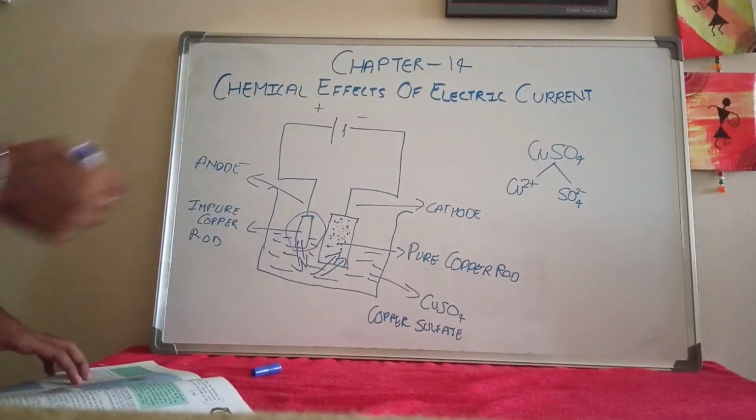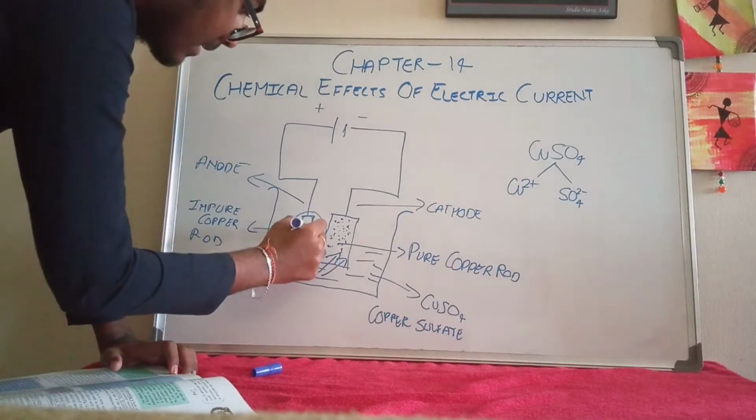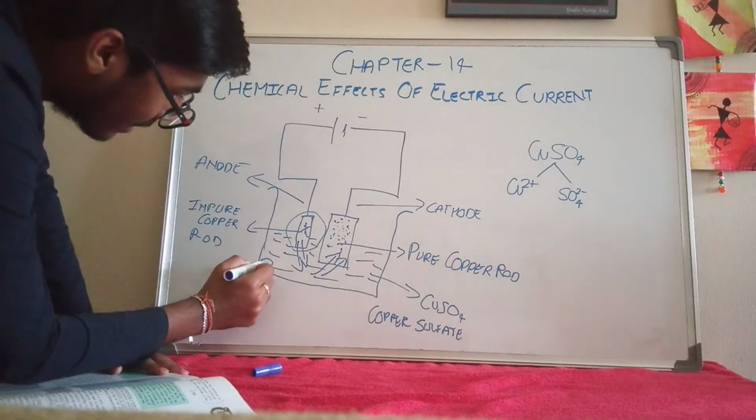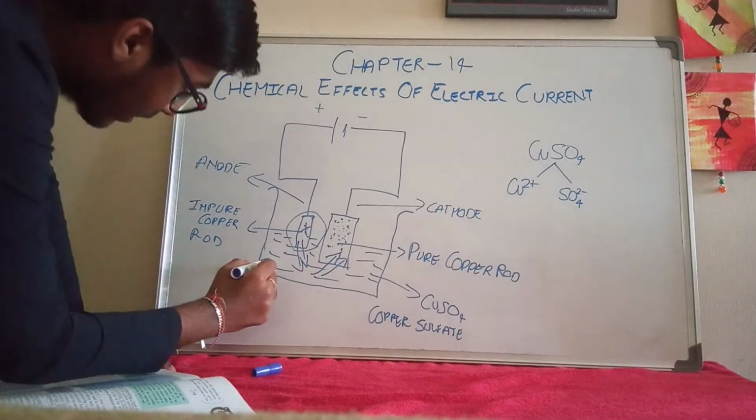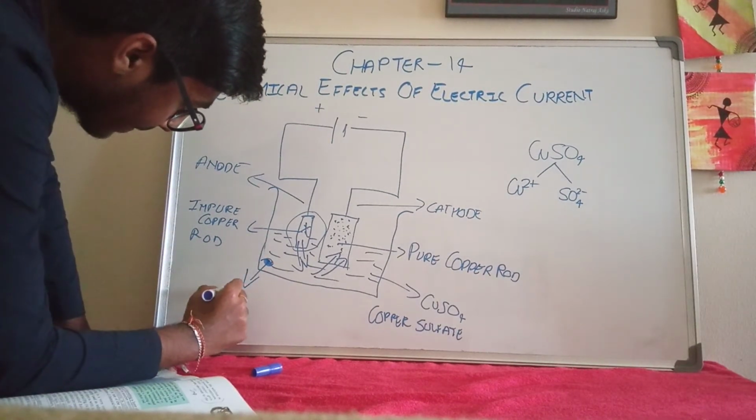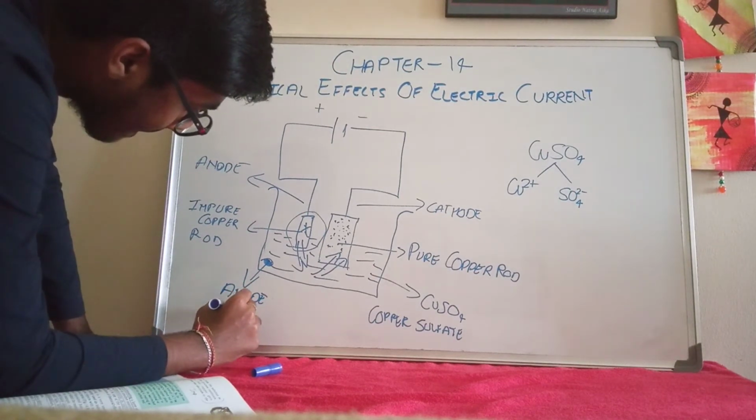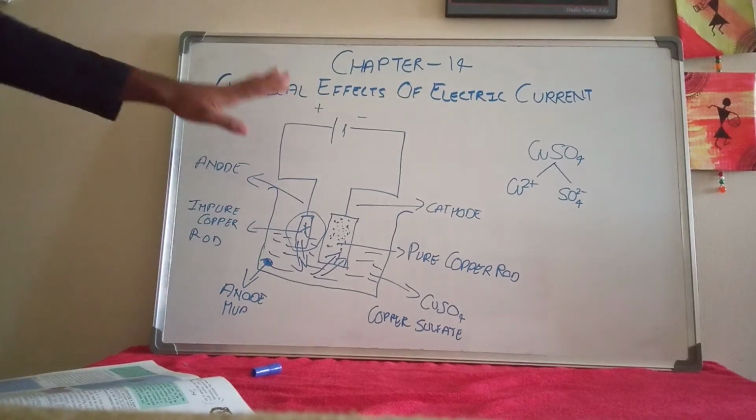So this process will continue till this material you see has no copper left, and whatever impurities will be there will be at the corner. This is called anode mud. So this process is called copper refinery or purification of copper.